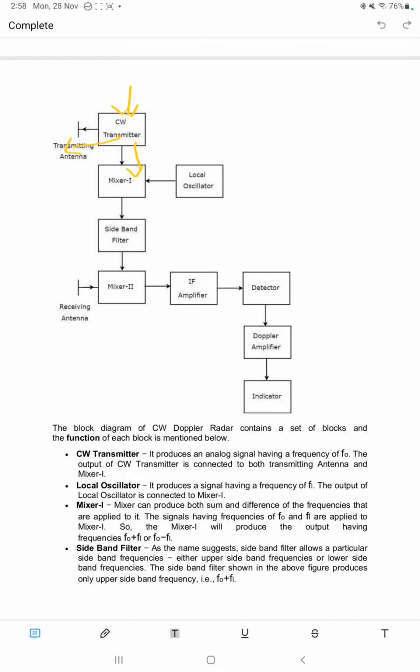Next one is the local oscillator. It produces signals having frequency f1. Previously the transmitter produced f0 frequency; here the local oscillator produces f1 frequency. The output of the local oscillator is connected to mixer 1.